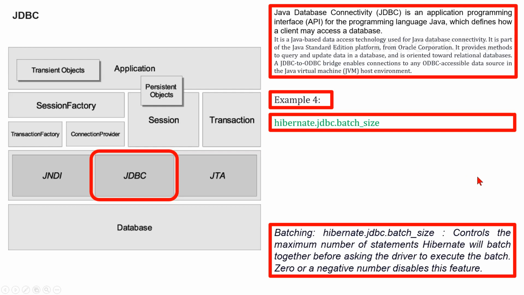JDBC offers support for batching together SQL statements that can be represented as a single prepared statement. Implementation wise, this generally means that drivers will send the batch operation to the server in one call, which can save network calls to the database. And Hibernate can leverage JDBC batching. This is one of the settings to control this behavior.